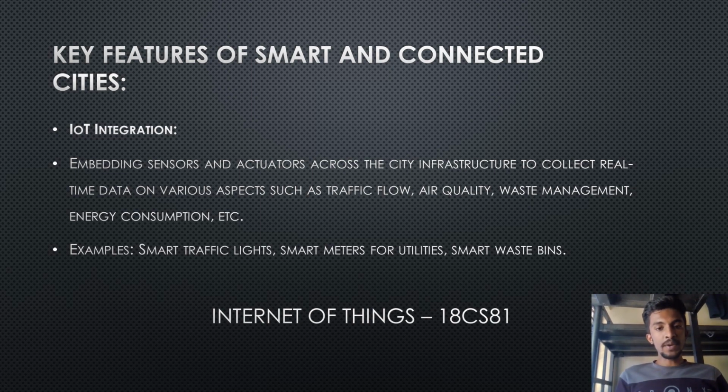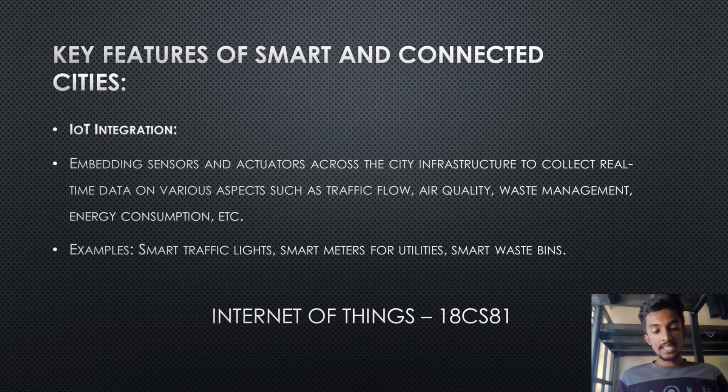And what are smart meters for utilities? These are digital devices installed in homes or businesses to measure and record consumption of electricity, gas, or water in real time. Unlike traditional meters, smart meters can communicate this information back to the utility company automatically, allowing for more accurate billing, remote monitoring, and better management of energy resources. They also enable consumers to monitor their usage more closely and make informed decisions to save energy and reduce costs.